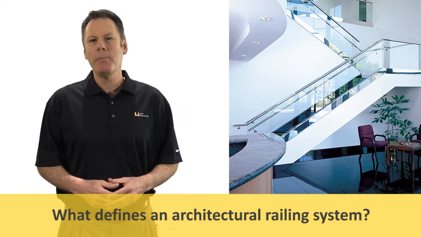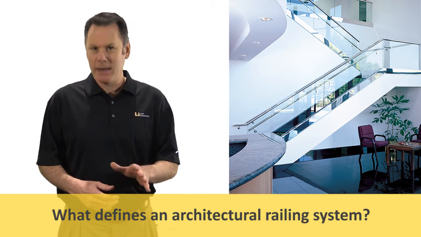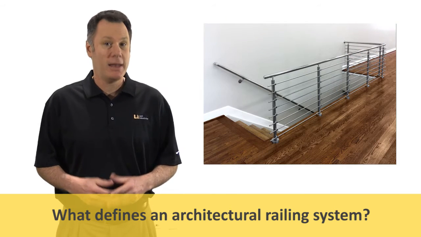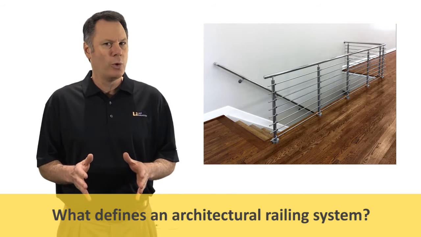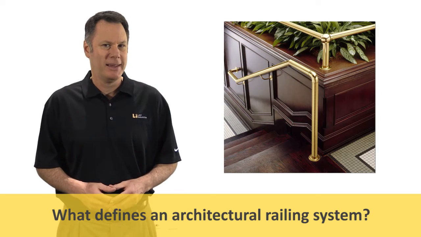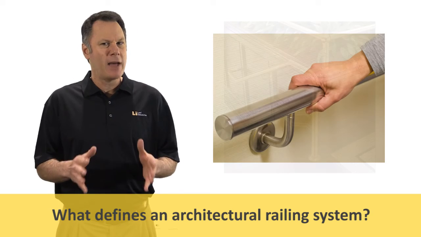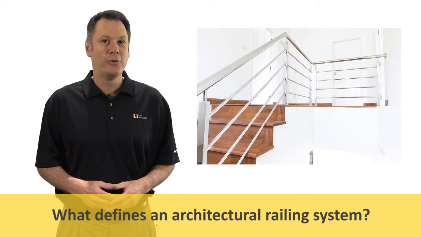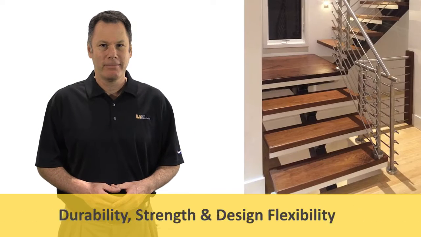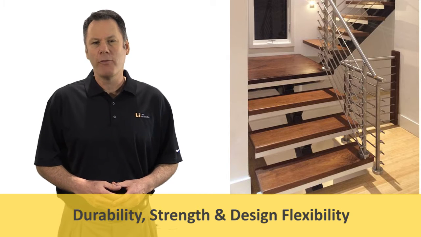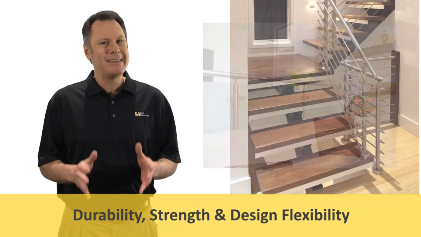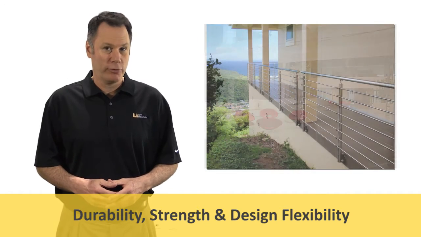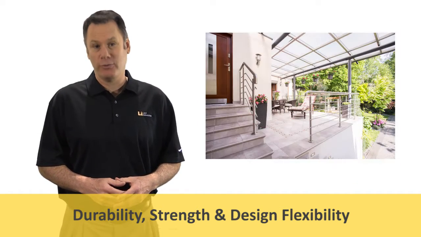A handrail may be part of a railing system, but may not necessarily be the top member. A handrail may be connected to the system or mounted to a wall or other structural element. And of course, it's used to grasp by hand for support when users transition from one area to another. Architectural railing systems offer durability, strength, and design flexibility for indoor and outdoor applications of commercial, industrial, and residential structures.